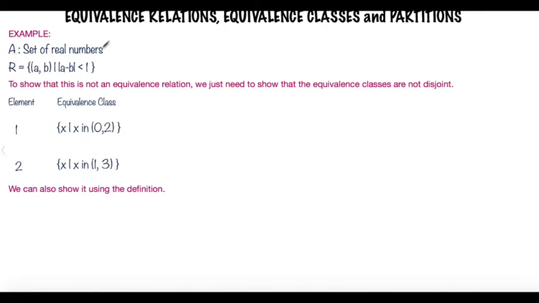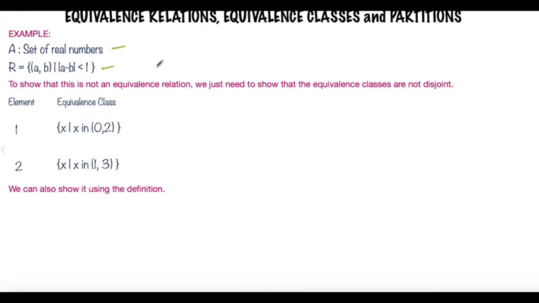Now we have A, a set of real numbers, and R, a relation such that the absolute value of their difference is less than 1. It's easy to see that this is not transitive. When it is not transitive, it is not an equivalence relation. Why? Let's use our basic definition of transitivity and check whether this is true or not.